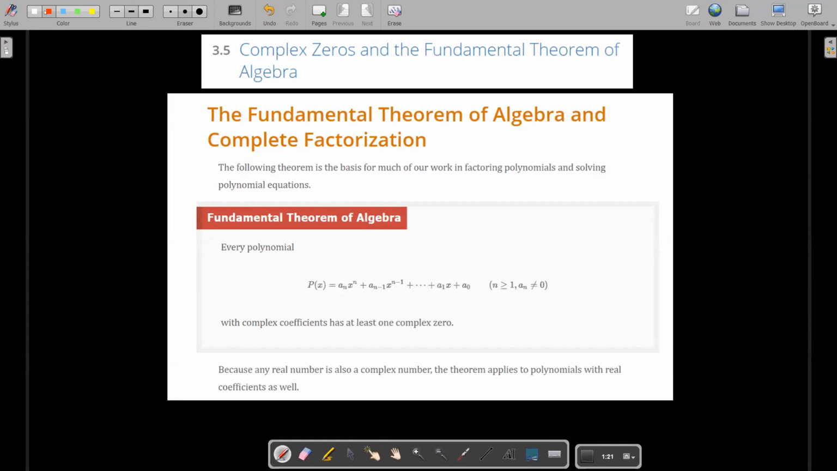That last part down there, because any real number is also a complex number, right? Because we know that we can write a complex number as 3, right? That's 3. 3 can be written as a complex number, right? Because it's 3 plus 0i, right? So any real number is also a complex number, and then this theorem again does apply to real coefficients as well.